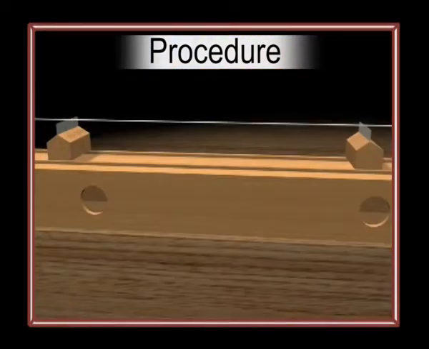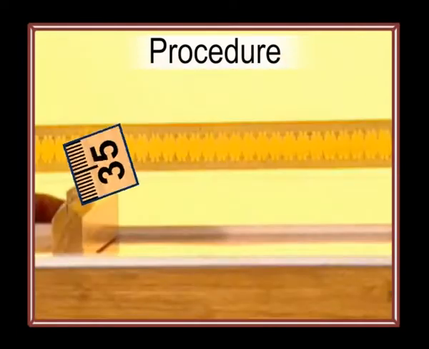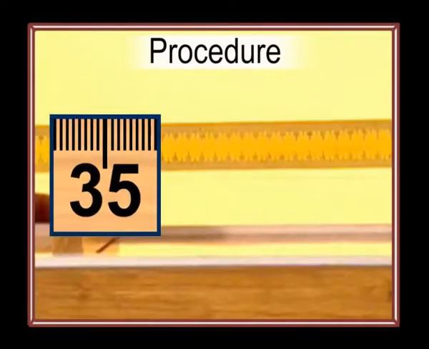This length between the wedges is the resonant length. Measure the resonant length with the help of meter rod. As you can see, for the example set here, it is measured to be 35 centimeter.